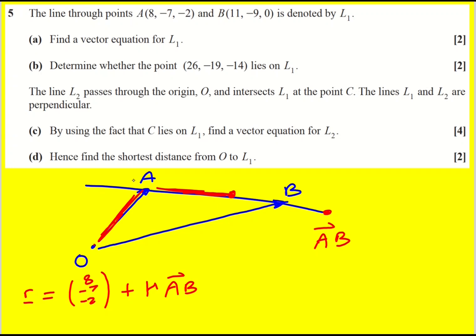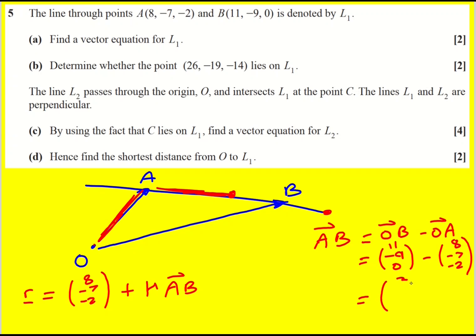AB is going to be minus OA plus OB, or OB minus OA. So that will be 11 minus 9, 0, minus 8 minus 7 minus 2, which gives me 3 minus 2, 2. I'm just going to erase that and write it in here. So this is the vector equation of L1.